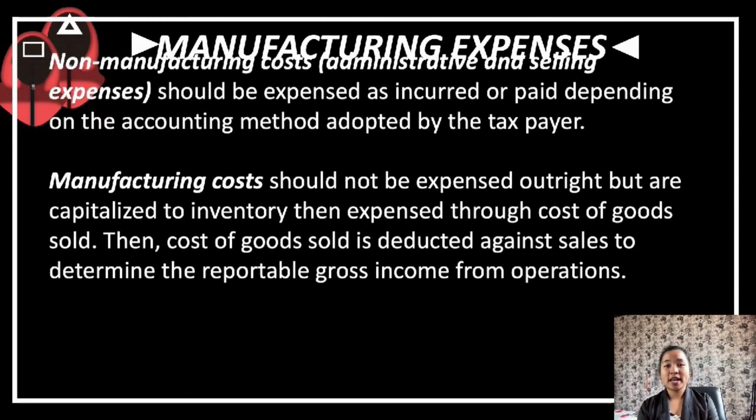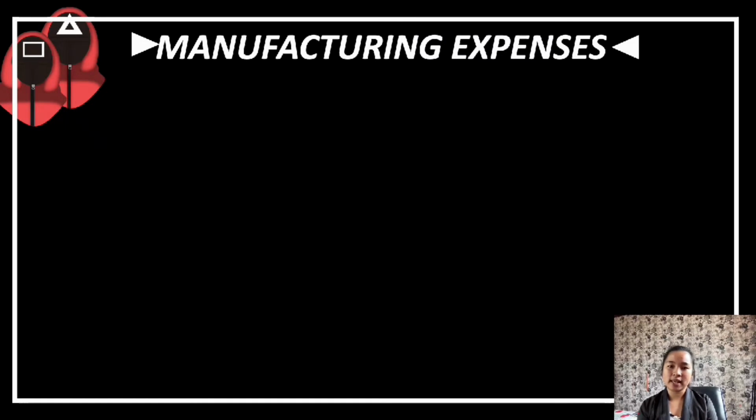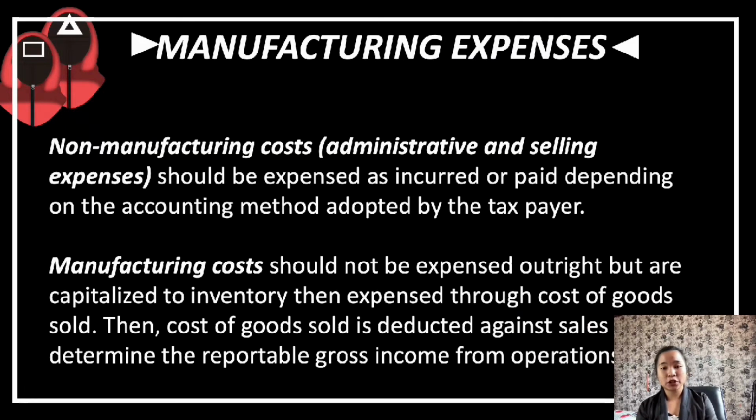Non-manufacturing cost or the administrative and selling expenses should be expensed as incurred or paid, depending on the accounting method adopted by the taxpayer. The non-manufacturing costs include those costs that are not incurred in the production process but are incurred for other business activities of the entity. These costs do not specifically contribute to the actual production of goods but are essential to ensure the overall functioning of the business.